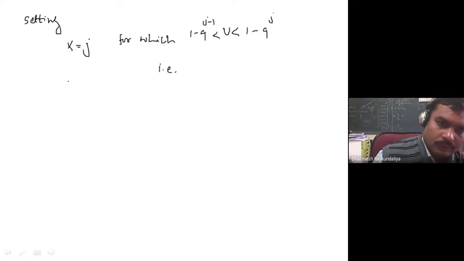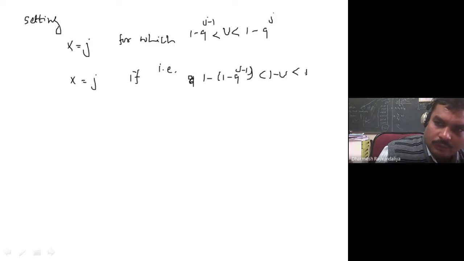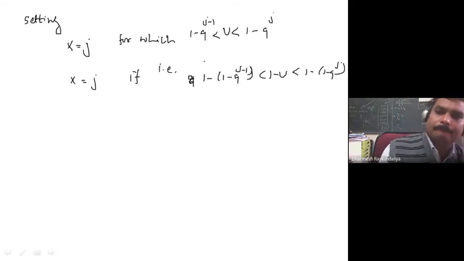That is x equal to j if, if you just subtract this quantity from 1, what will you get? There is 1 minus q raised to j minus 1 less than 1 minus u less than 1 minus q raised to j. Is it? ऐसा लिख सकते हैं? No.